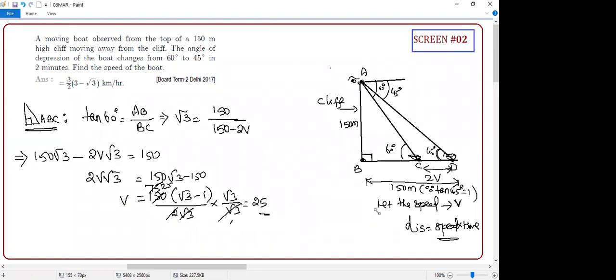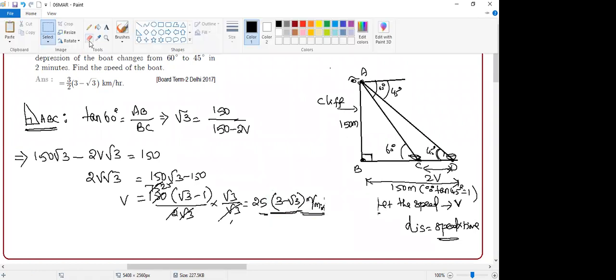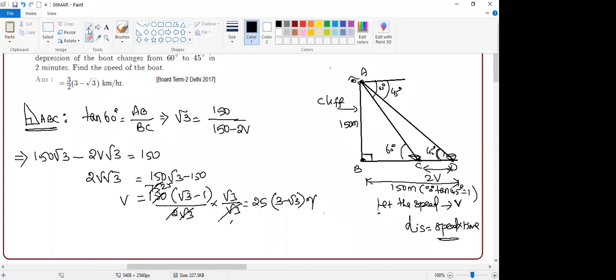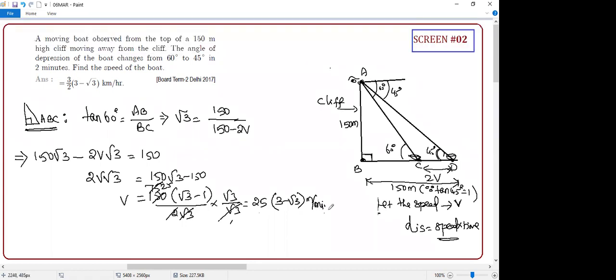Harishankar, do you know how to convert meter per minute to kilometer per hour? No, sir. So Arch, do you know? Sir, don't remember.